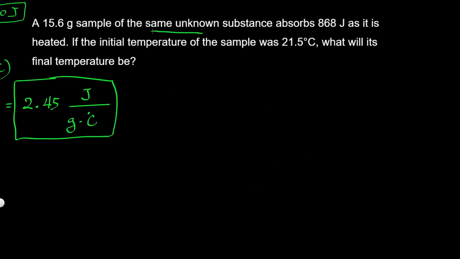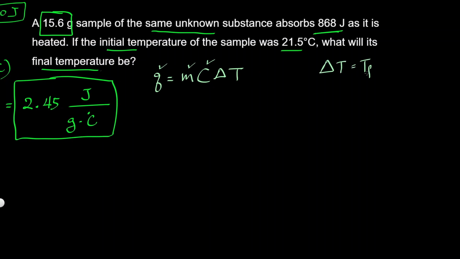Part B says it's the same unknown. We have a different mass here, 15.6 grams, and we have a different Q here. It absorbs 868 joules. Initial temperature is going to be 21.5. What is the final temperature? Okay, so we have a specific heat value from the earlier example. So we have Q equals mc delta T again, but we know Q, we know m, we know c. Delta T is something that we have to figure out. We know that delta T is going to be T final minus T initial.